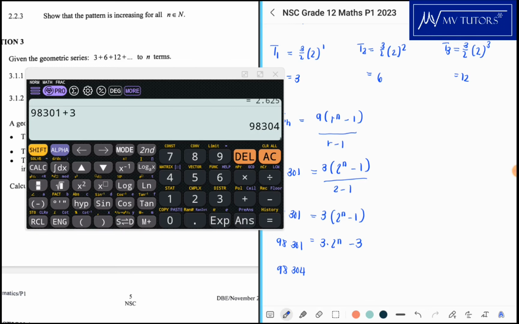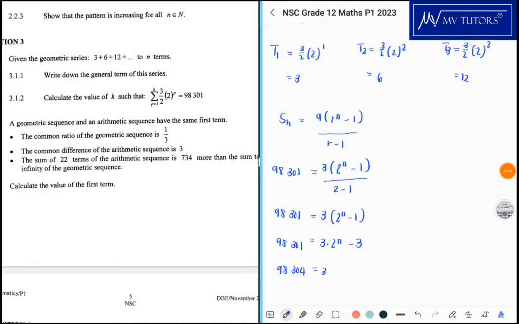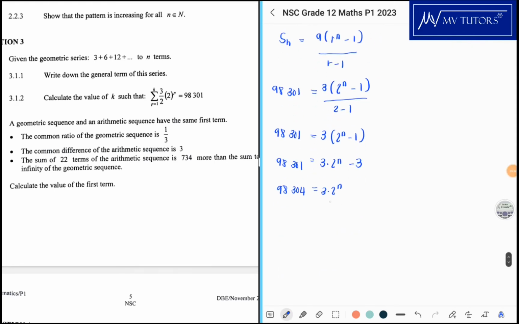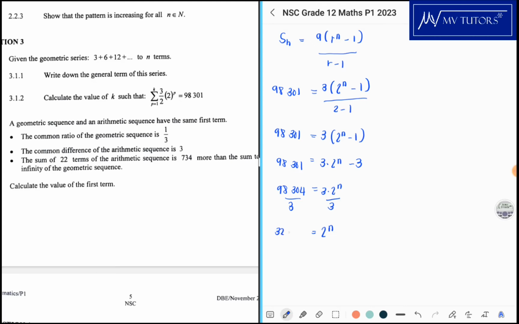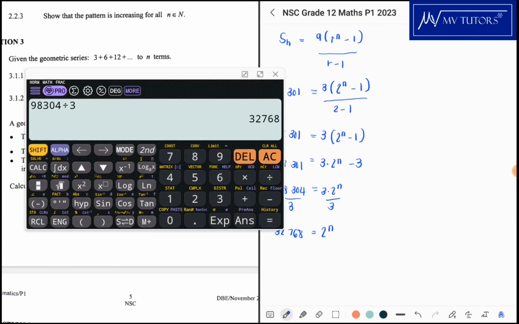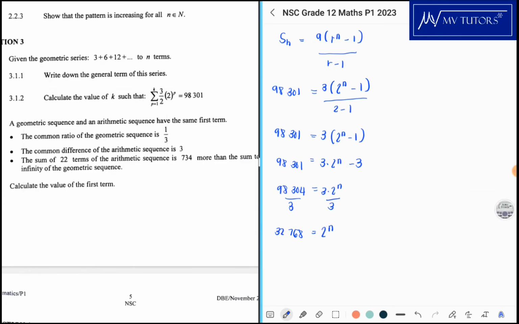Alright, so if I do that, okay, divide by 3 both sides, and then on the right hand side I'm left with 2 to the power n. And let's see what is 98,304 divided by 3. That is 32,768. So 32,768. All right. Now my unknown is an exponent.